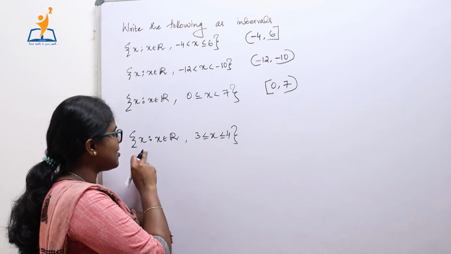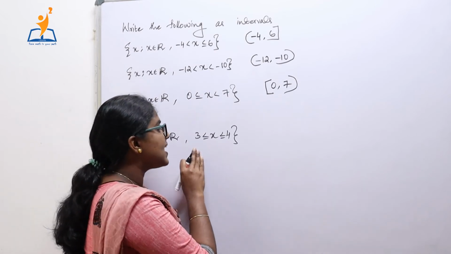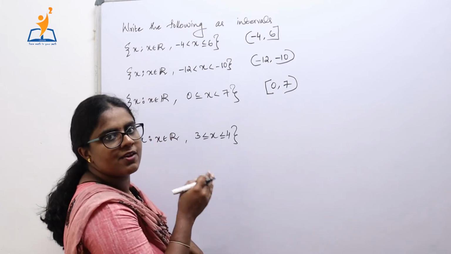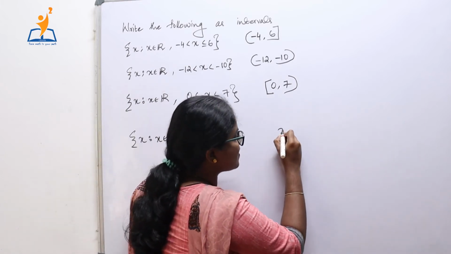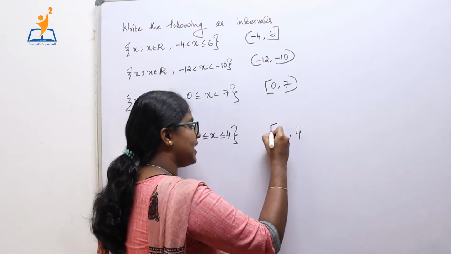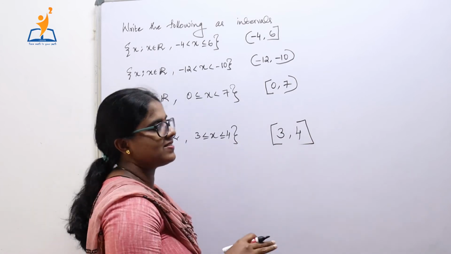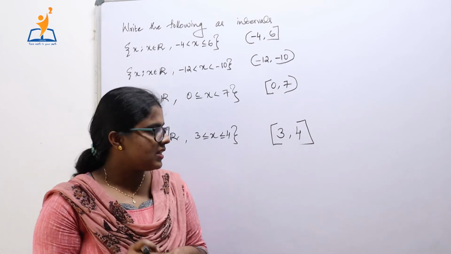Next question is, the set of all x such that x belongs to R. x is a real number where 3 less than or equal to x less than or equal to 4, which means it contains all the real numbers between 3 and 4. It contains 3 and 4 also, which means the answer is closed interval 3, 4.